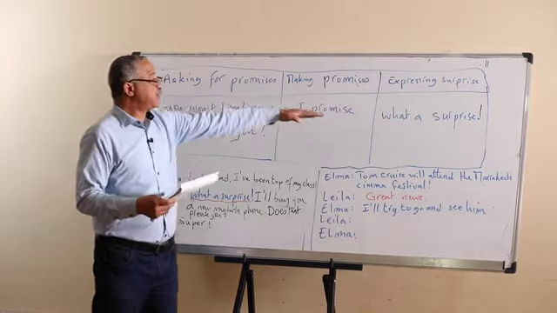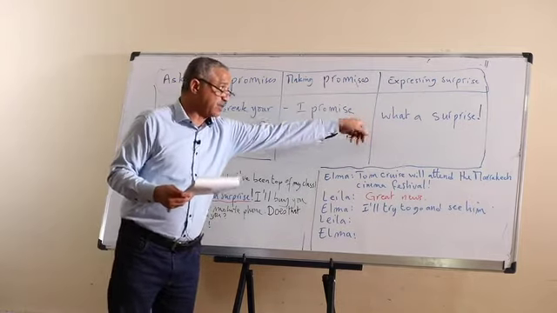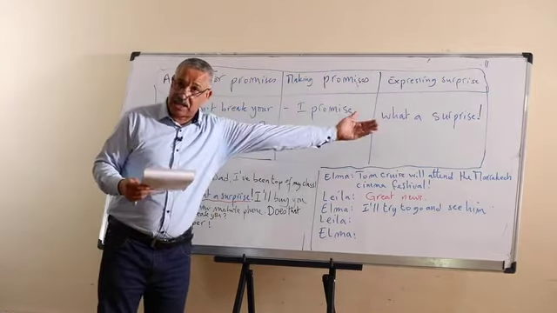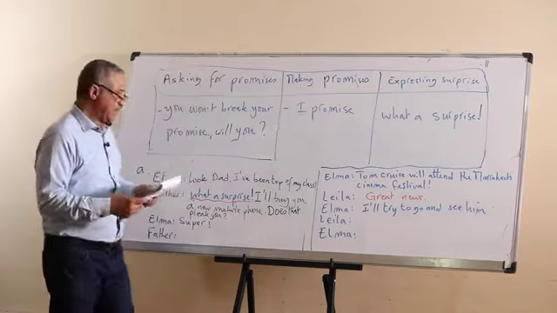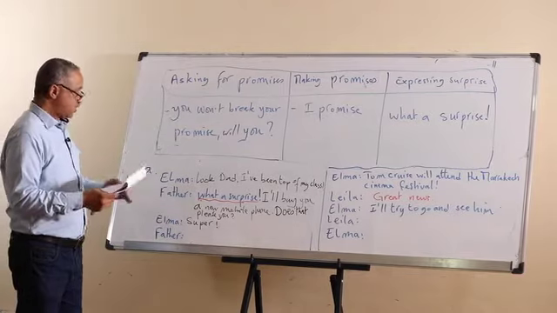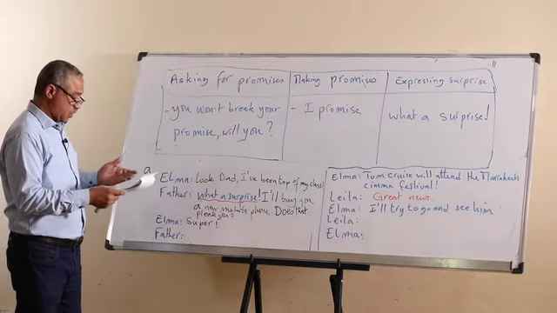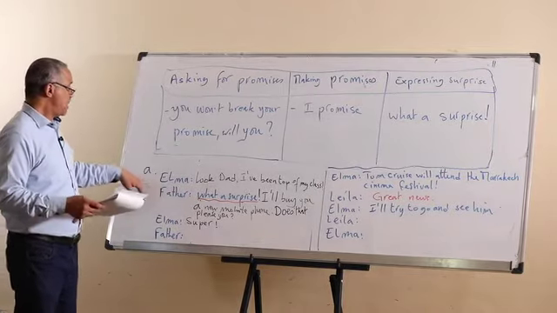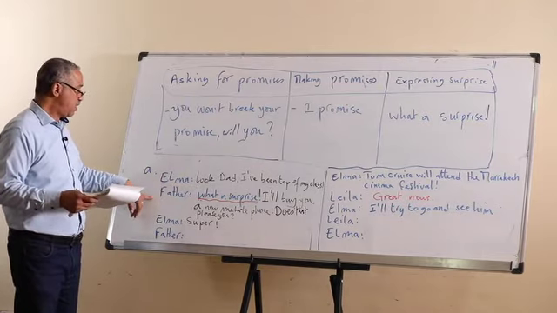And the last one, expressing surprise. Let's forget about surprise because it's a part of another lesson. All right. Now let's go to the exercise which comes right after the chart on comprehension, which follows the conversation. Now here, a conversation between Ilma and her father.